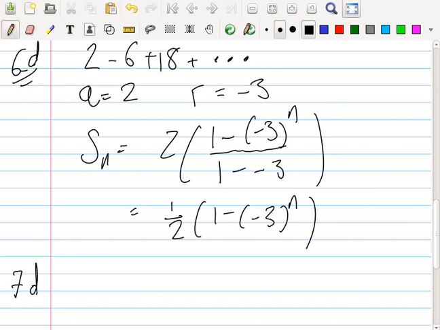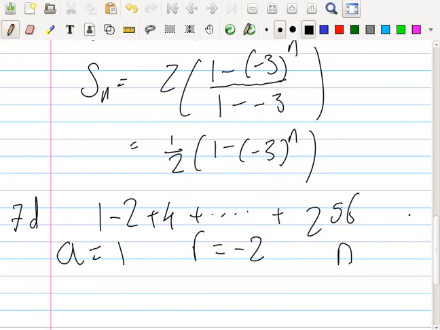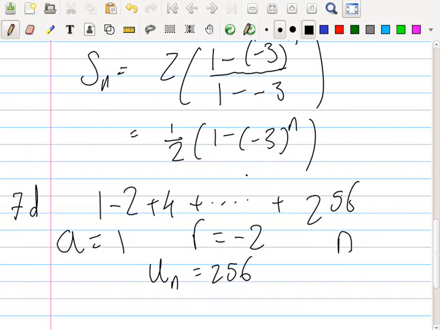Okay, so in 7D, we have 1 minus 2 plus 4 plus ... all the way to 256. Now, what's the A here? 1. The R? Minus 2. And the n, we don't know. How do we find the n? Yeah, Un equal to 256. Yeah. Now what is Un? It's A R to the power n minus 1 equals 256.